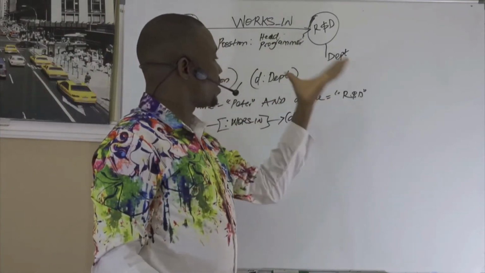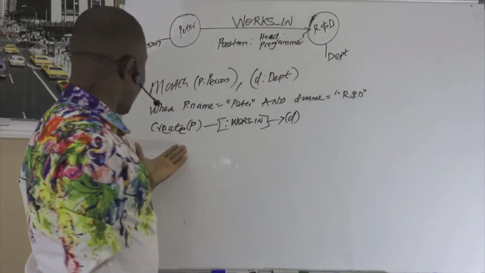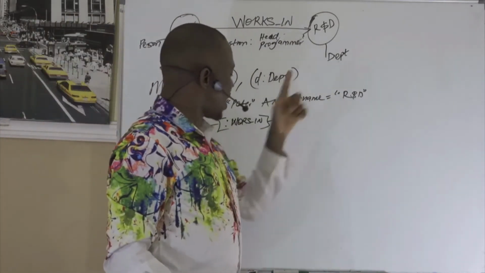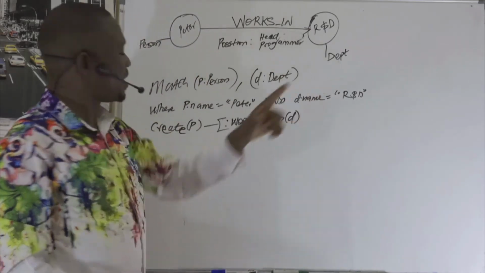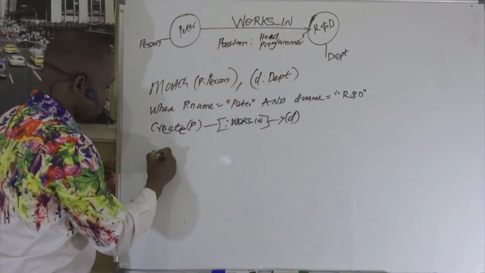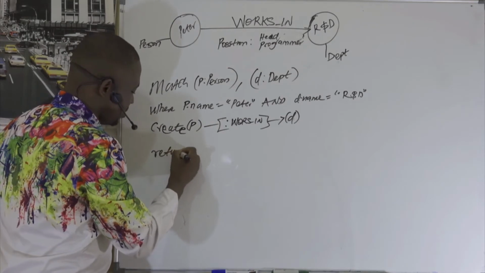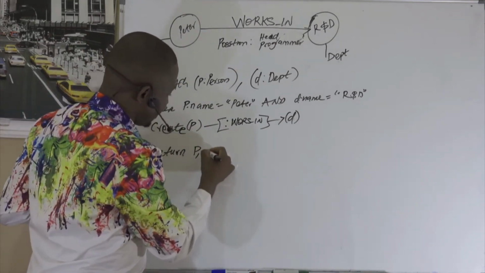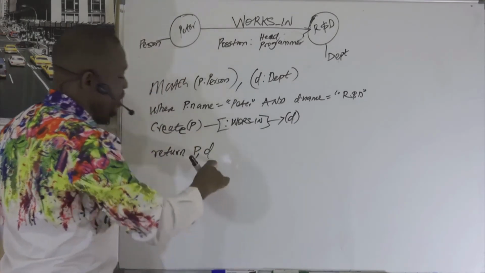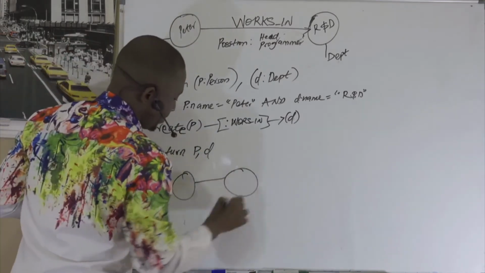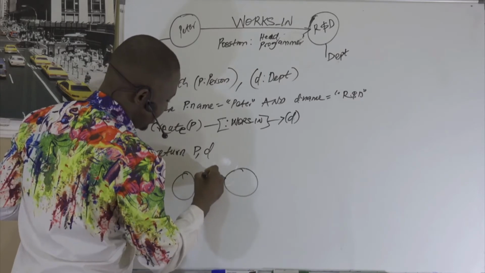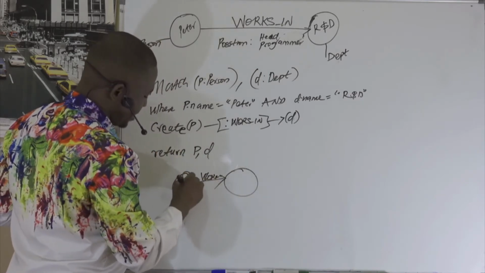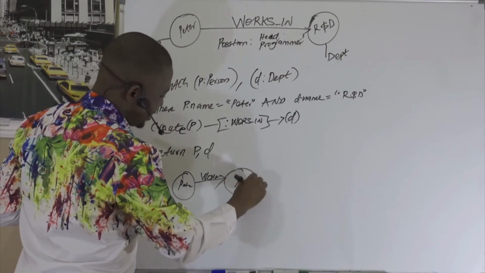Here he picks what? He picks R&D. Here this P is referring to the Peter, and this D is referring to what? R&D. So Peter works in this department. This is okay. We can just simply return. What do you return? P and D. And if you return this now, you have a simple graph like this showing you that it worked in, where here you see Peter, here you see R&D.